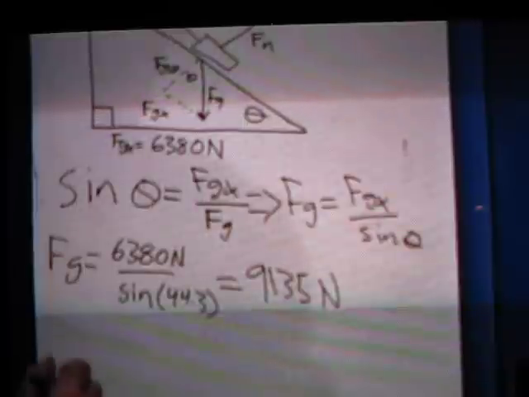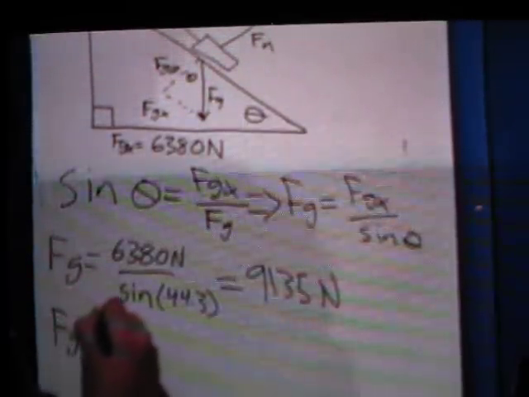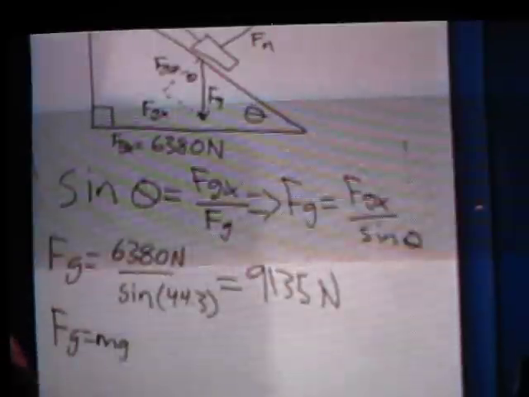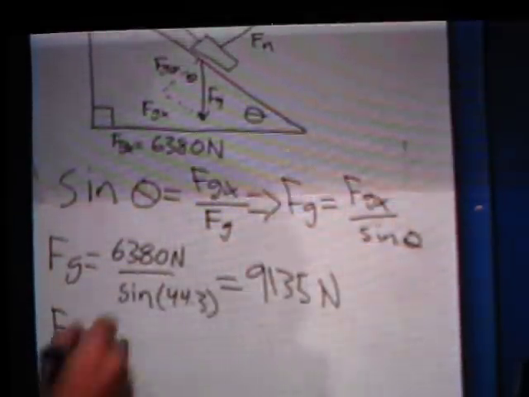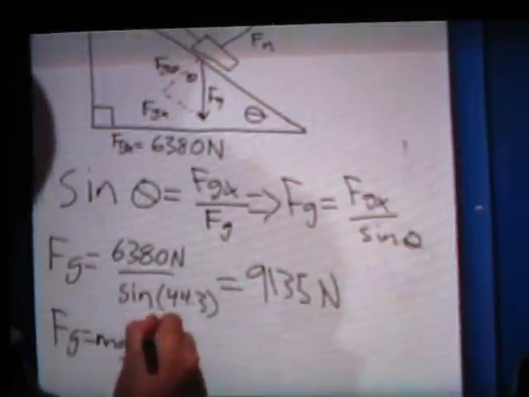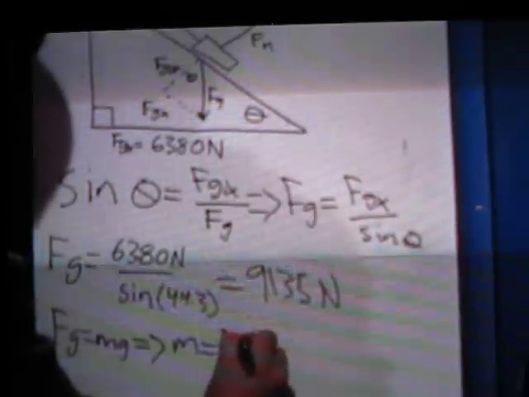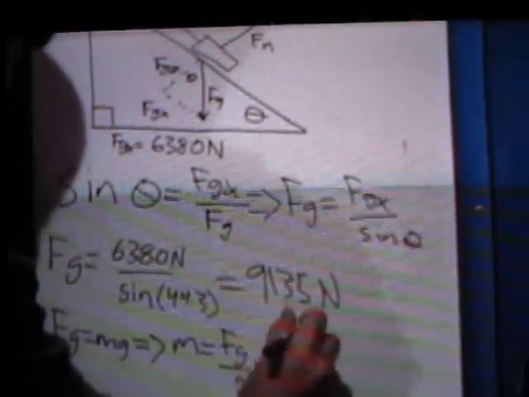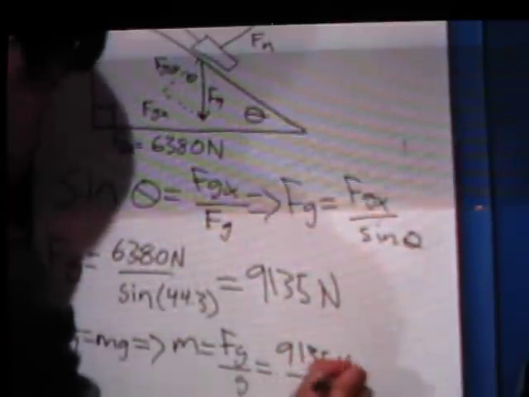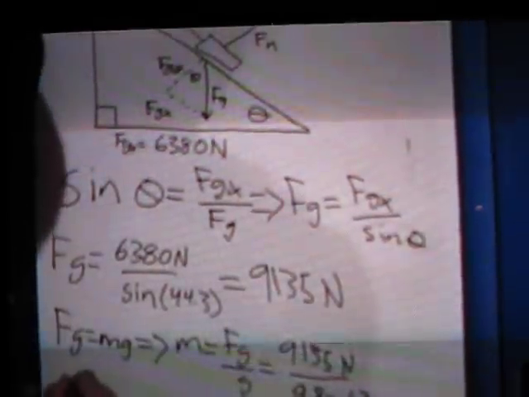And now we can take that simple equation, force of gravity is equal to mass times acceleration of gravity, to figure out what the mass is. So force of gravity, 9,135 newtons, divided by 9.8, which is the acceleration of gravity, gives us the mass. Which finally gives us the answer, 932 kilograms.